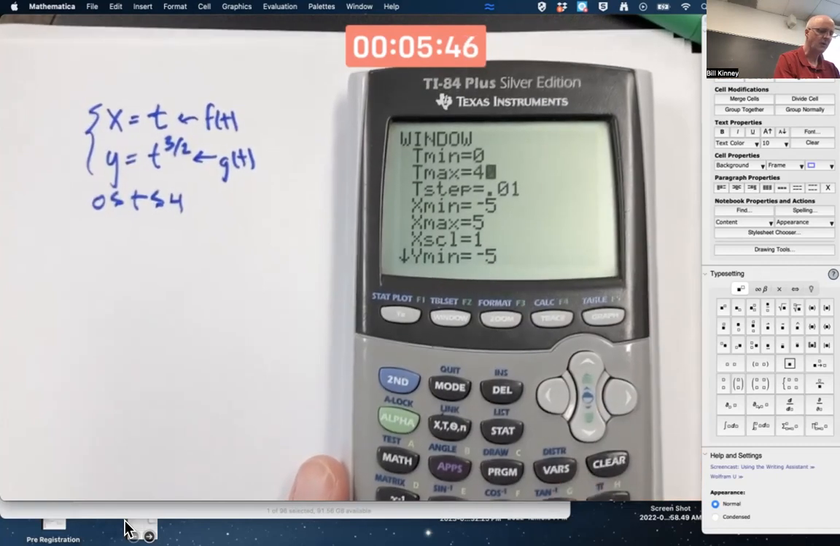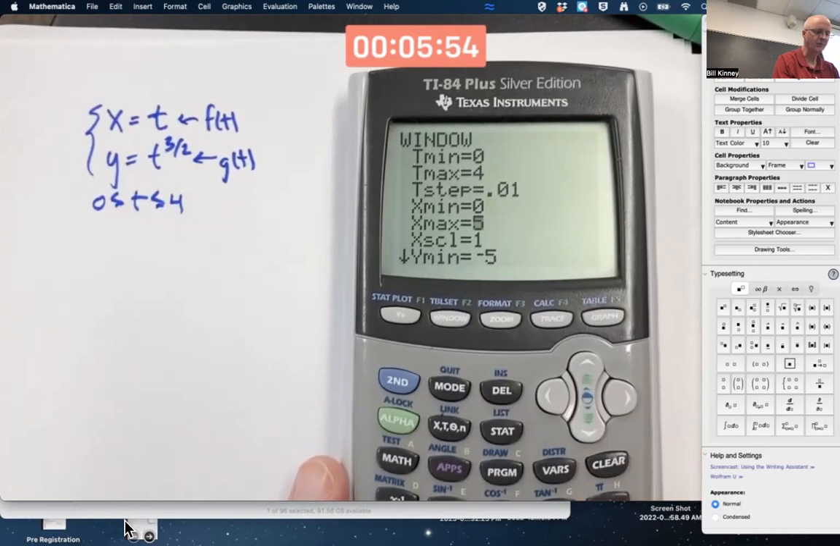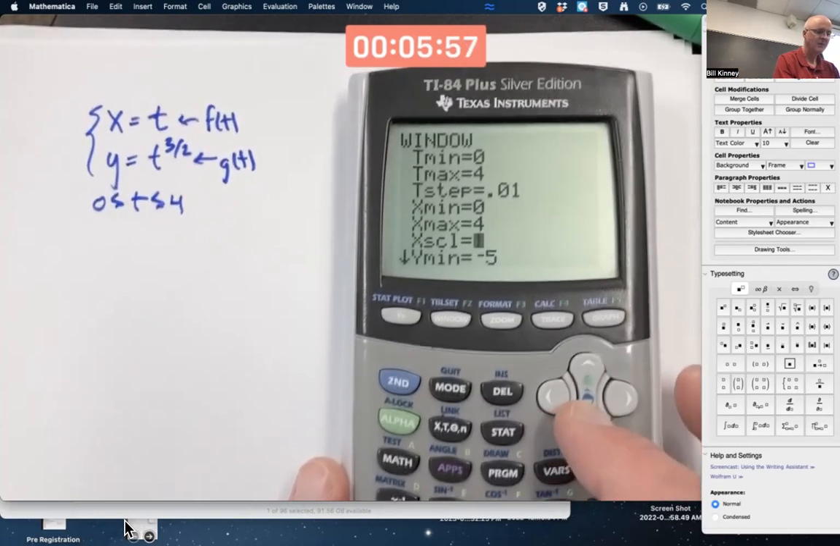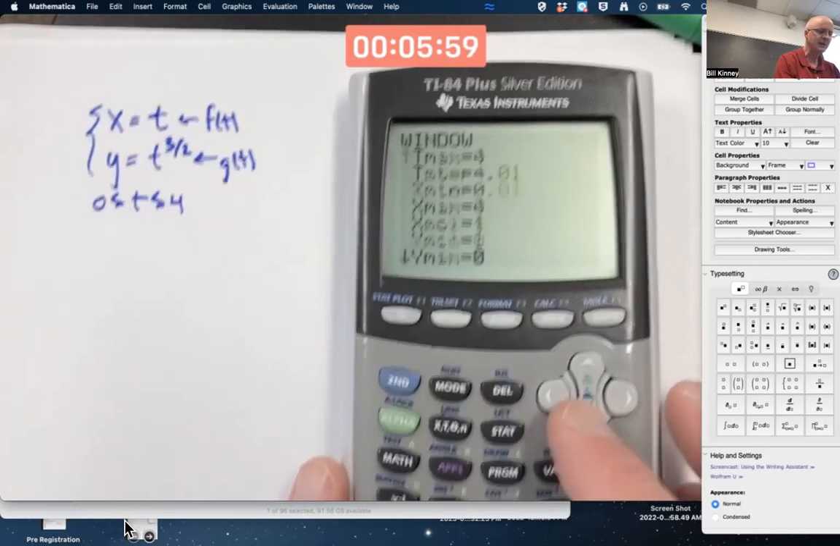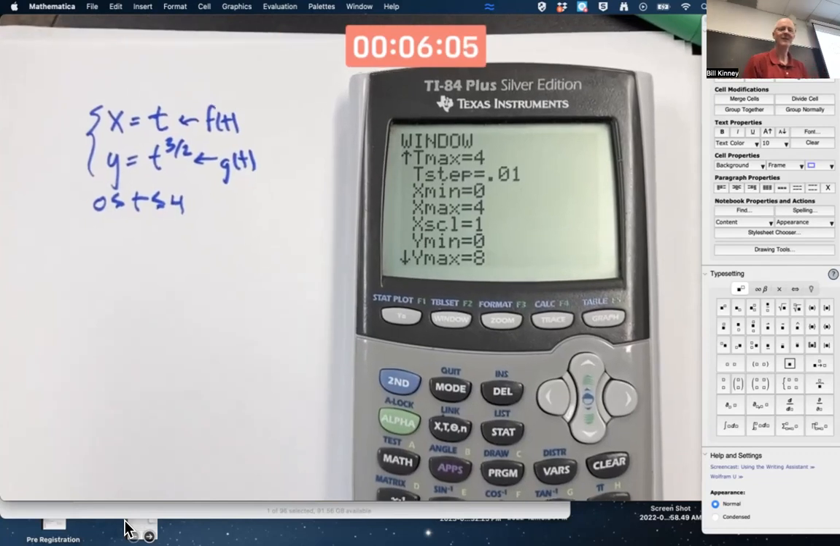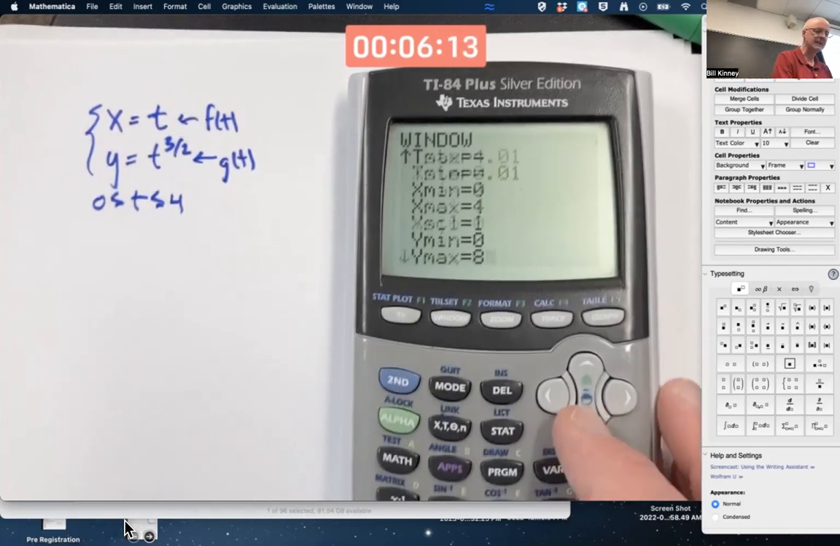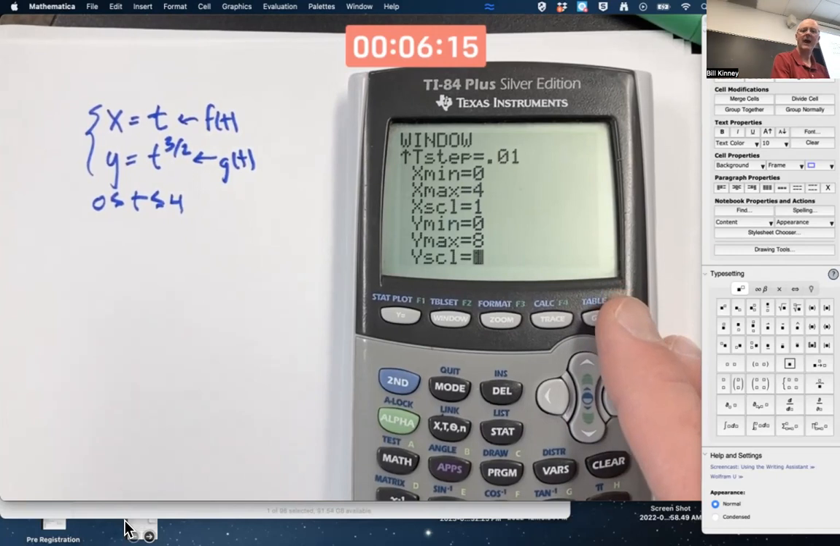Let's go ahead and graph it. Let t go from 0 to 4. I'll keep the t step at 0.01. What kind of window should I use? Well, x equals t, so x could go from 0 to 4. y equals t to the 3/2. What's 4 to the 3/2 power? It's 8, because it's the square root of 4, which is 2, cubed. 2 cubed is 8. So this is going to be a window that'll be fairly nice for seeing the motion here.